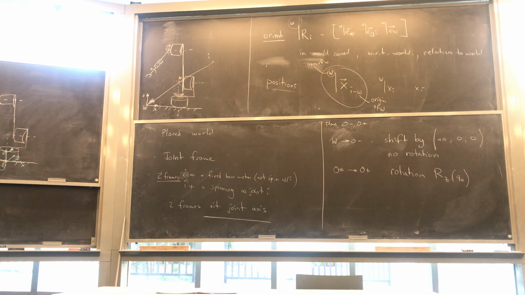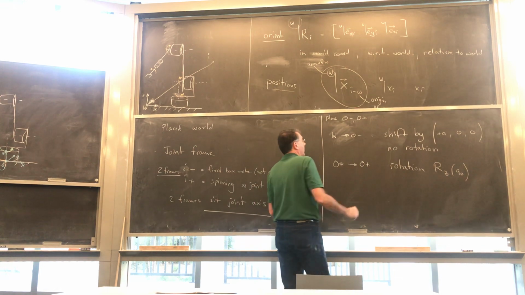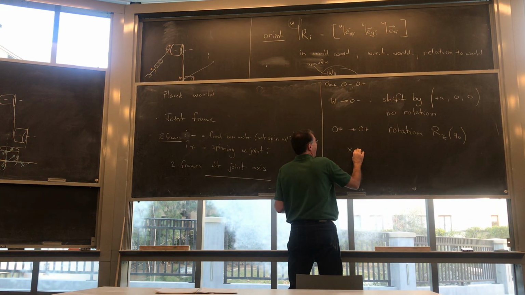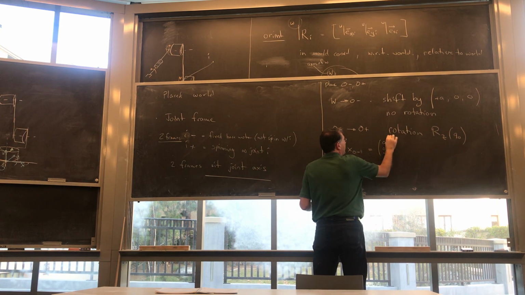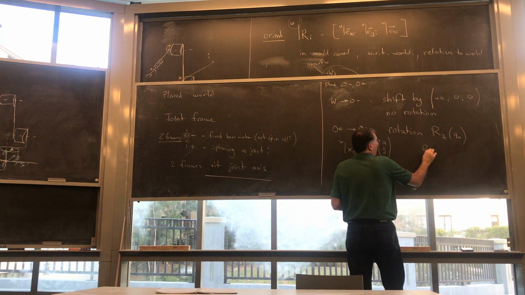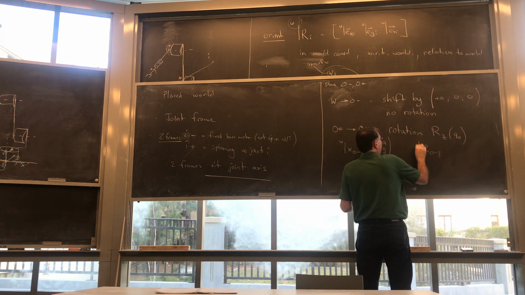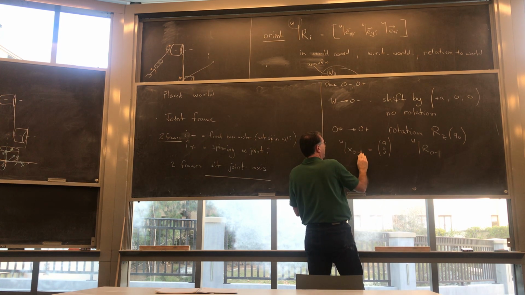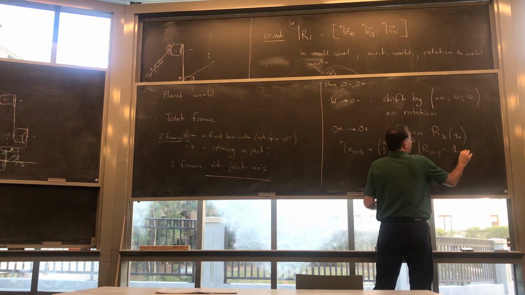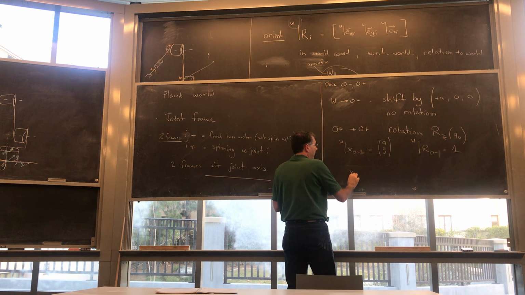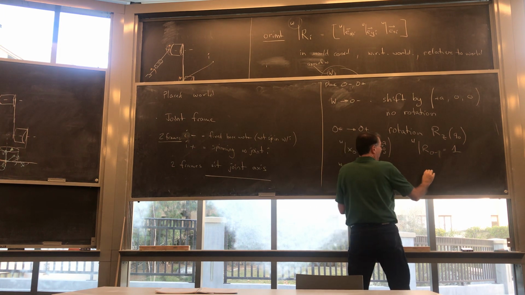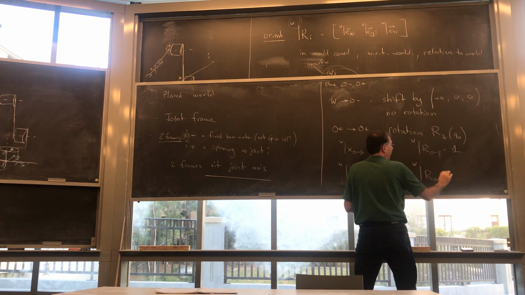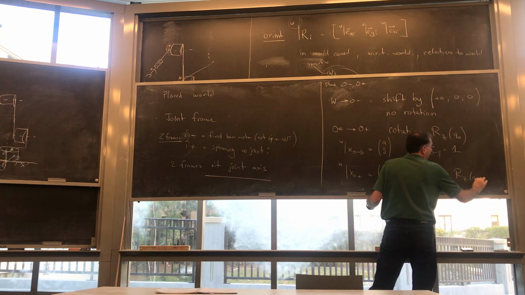Yeah? So if I write that out, do you agree that x 0 minus relative to world was A, 0, 0, and R 0 minus relative to world is unity? Do you agree that x 0 plus relative to world is the same thing? And R 0 plus relative to world is now just R_z of q0?